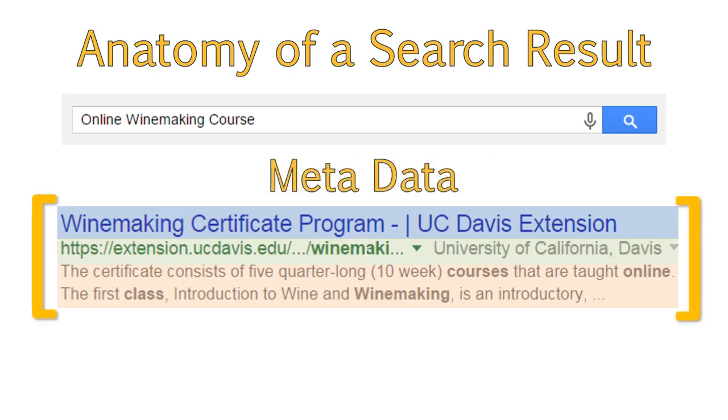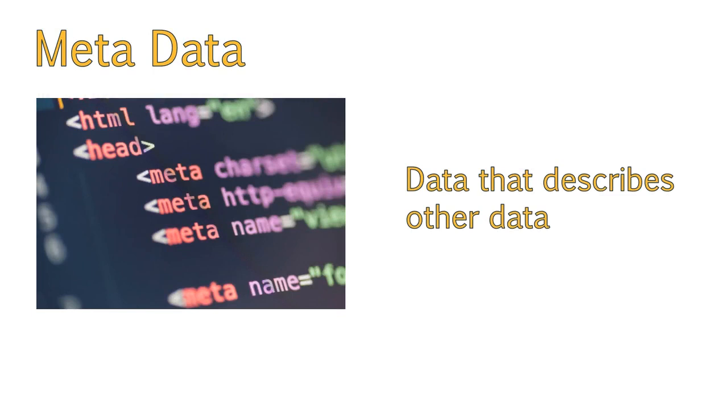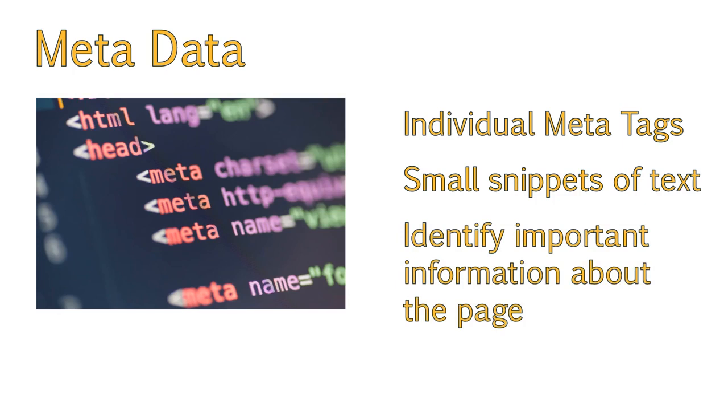When referring to all of these areas together, they are known as a site's metadata, but each individual area has its own name. The term metadata basically means data that describes other data. Each page of a website contains an area of metadata. This area is made up of individual meta tags. These individual meta tags are small snippets of text that help search engines identify important information about the page, such as what the page is about or whether or not search engine robots should ignore the page.